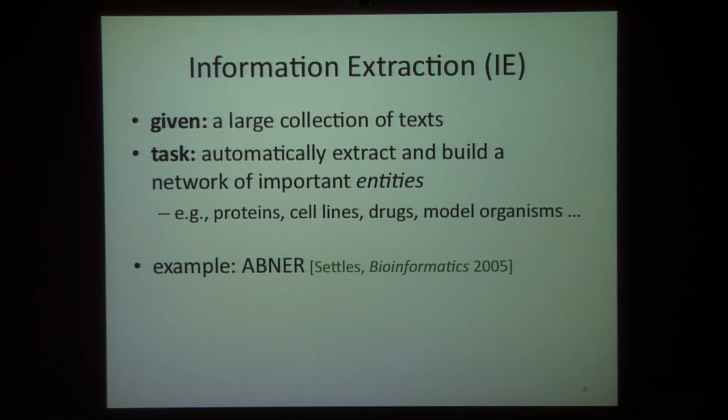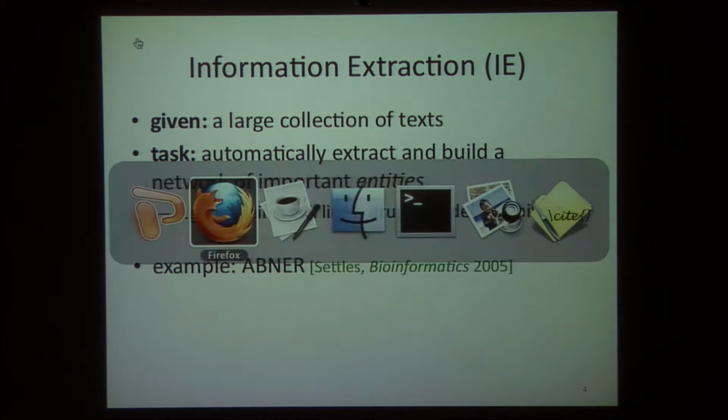So one area that I worked in as a graduate student was information extraction. If you're given a large collection of texts, in this case biomedical journal abstracts or articles, the task is to automatically build a network of the important entities, so proteins, cell lines, drugs, model organisms, et cetera, and extract those from the text and build the network. And one such system that I built was called Abner. Maybe you're familiar with it.